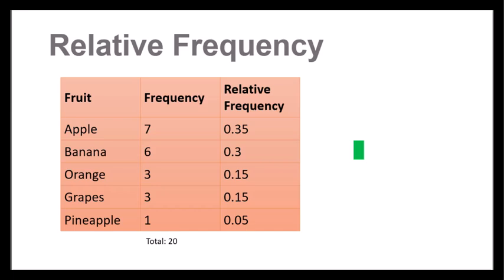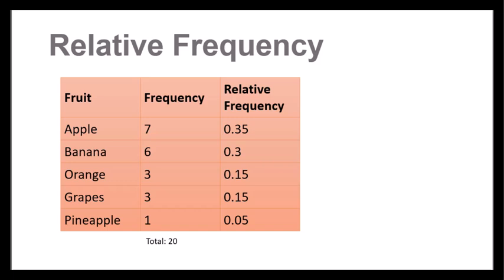Similarly, the banana calculation, which was 6 out of 20, gives me 0.3. Oranges, the frequency 3 out of 20, gave me 0.15, another 0.15 for grapes, and then finally pineapple, 1 out of 20, is 0.05. So these are the decimal versions, and the decimal versions are a little bit easier to work with because we can easily see which numbers are bigger than others.